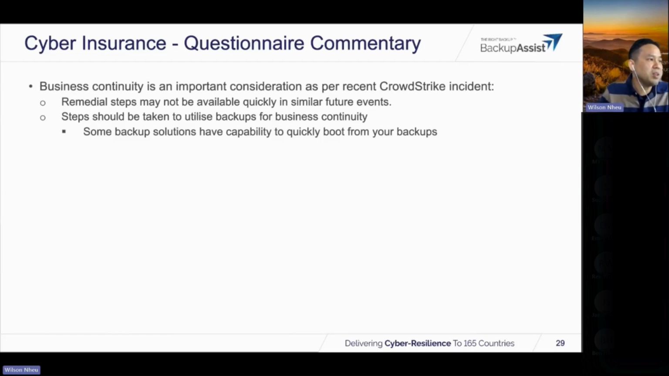So really, you want to have taken steps to use your backups for business continuity. I did mention earlier that with some backup solutions you have the ability to effectively boot from your backups, so you can get up and going quickly. So you can, for example, boot from a backup that does not have that problematic update.